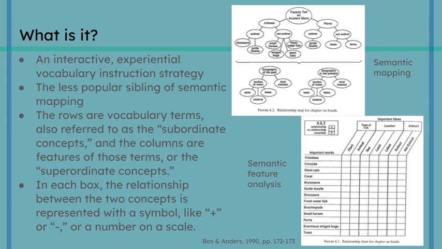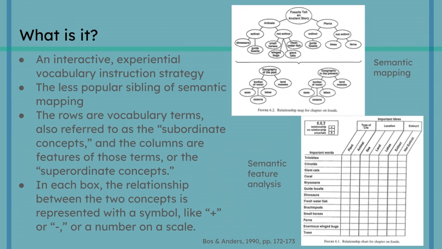While semantic mapping uses a relationship map or web to explore similarities between words or concepts, semantic feature analysis uses a relationship chart or matrix to explore the differences between words or concepts. Semantic mapping gets named a lot more in the literature than semantic feature analysis, which we'll get into a bit more later, but they operate off of the same sort of principles.